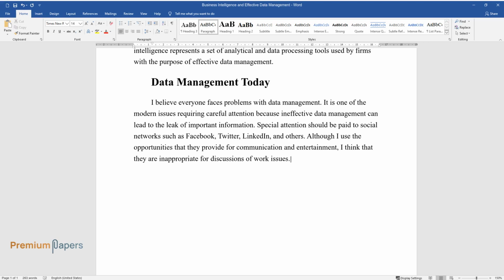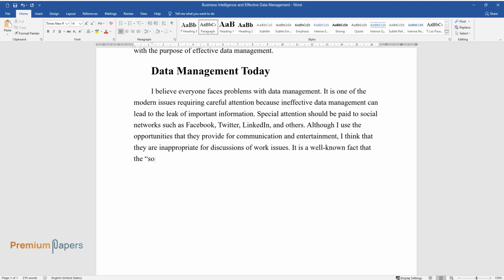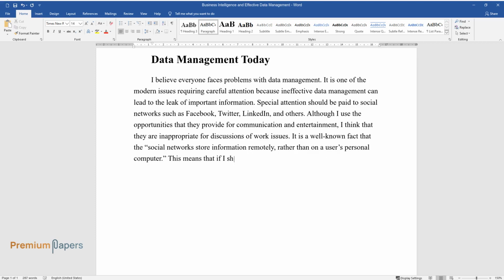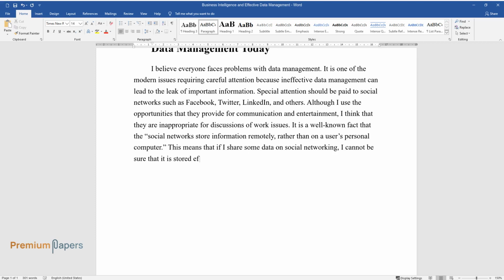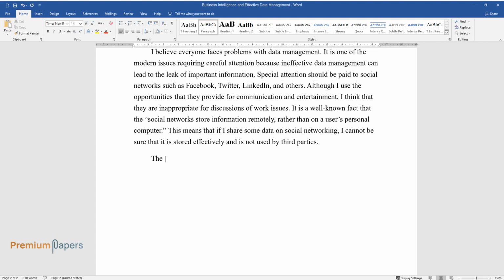Although I use the opportunities that they provide for communication and entertainment, I think that they are inappropriate for discussions of work issues. It is a well-known fact that the social networks store information remotely rather than on a user's personal computer. This means that if I share some data on social networking, I cannot be sure that it is stored effectively and is not used by third parties.